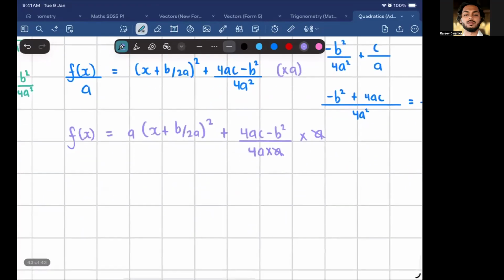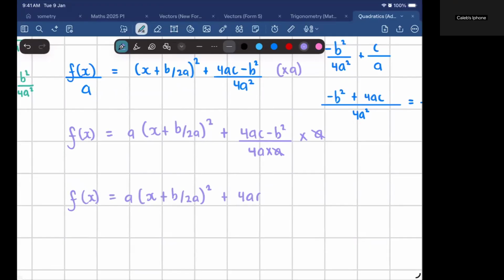So Caleb, tell me the final thing then. We're at the last step. What's the next line after this? f of x equals a, open bracket x plus b over 2a, close bracket squared, plus 4ac take away b squared over 4a.